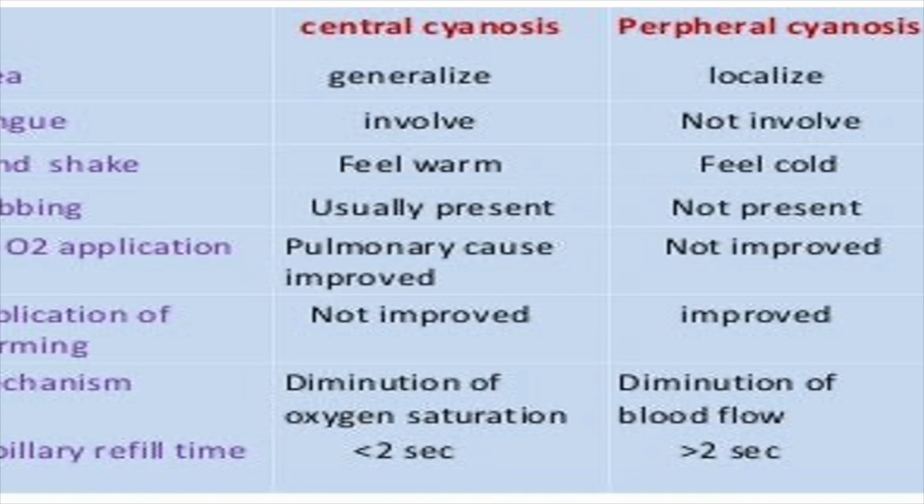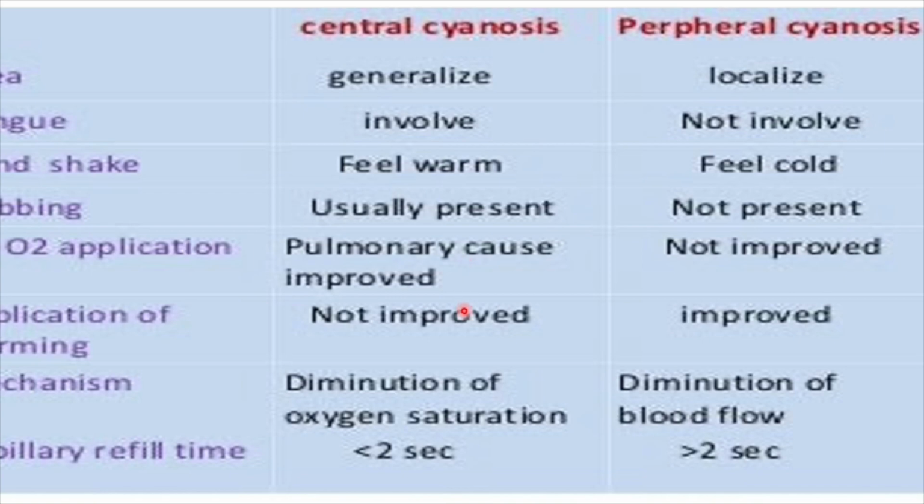So basically, our idea is to identify central cyanosis and peripheral cyanosis, and how we can differentiate them. Central cyanosis is generalized, that is, mucosa is affected, extremities are affected. Tongue is always involved in central cyanosis. Or you can say if the tongue is involved, it is central cyanosis. Extremities are warm, whereas in peripheral cyanosis, they are cold. Clubbing, if present, suggests central cyanosis. And supplemental oxygen will correct the central cyanosis if it is due to a pulmonary cause.